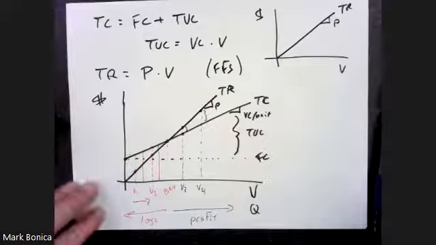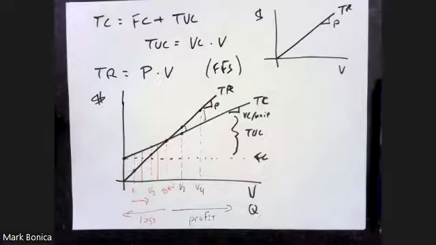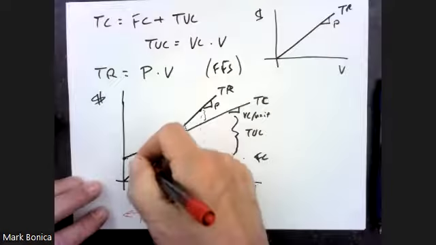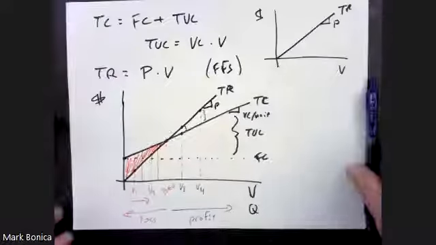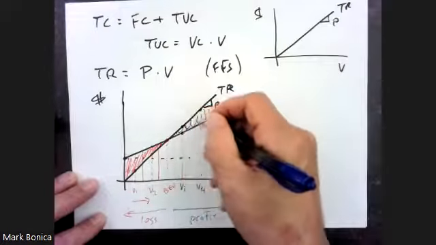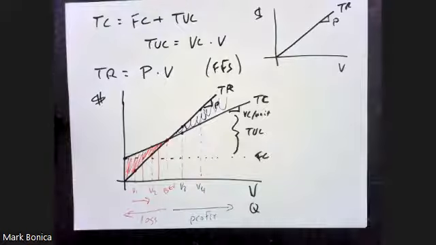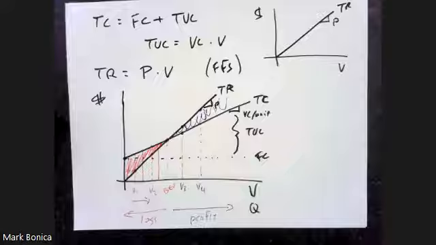So everything to the left of the break even volume is loss. Everything to the right of break even volume is profit. All right.